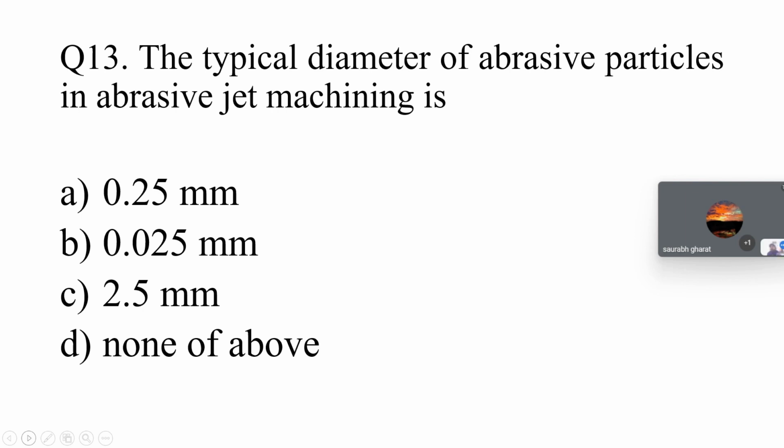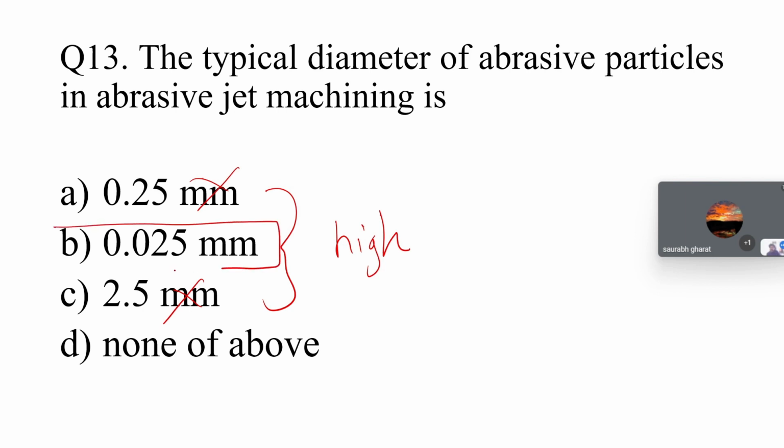Okay. So the typical diameter of average particle in abrasive jet machining is, okay, this is not correct. So this is also not correct. Actually very high. Those are actually high. So this must be small only. These two are actually high, and this is not that high. So this will be a correct answer.